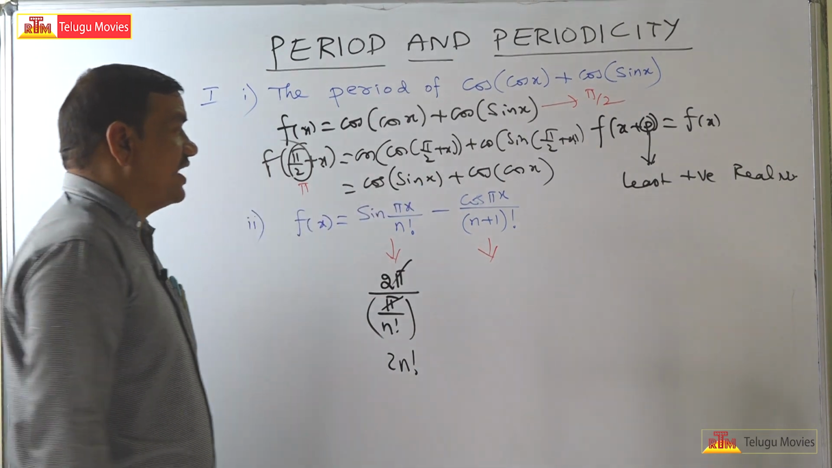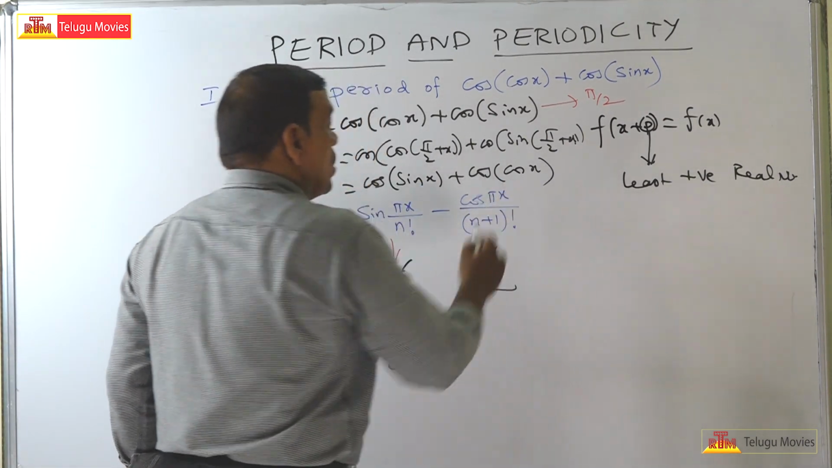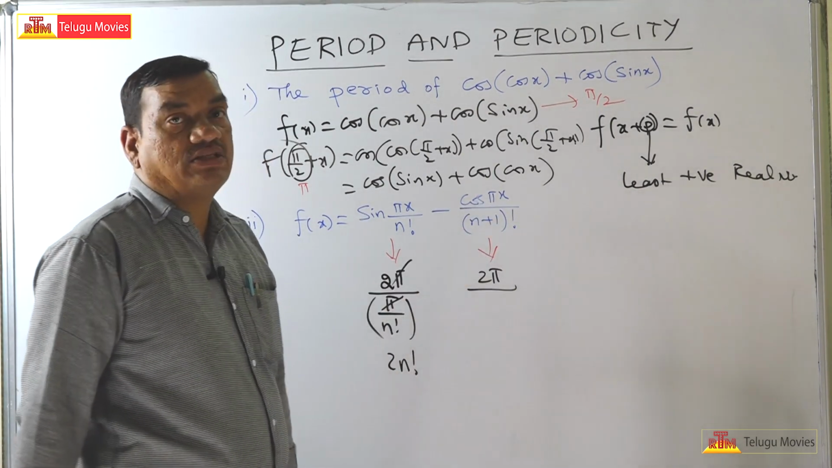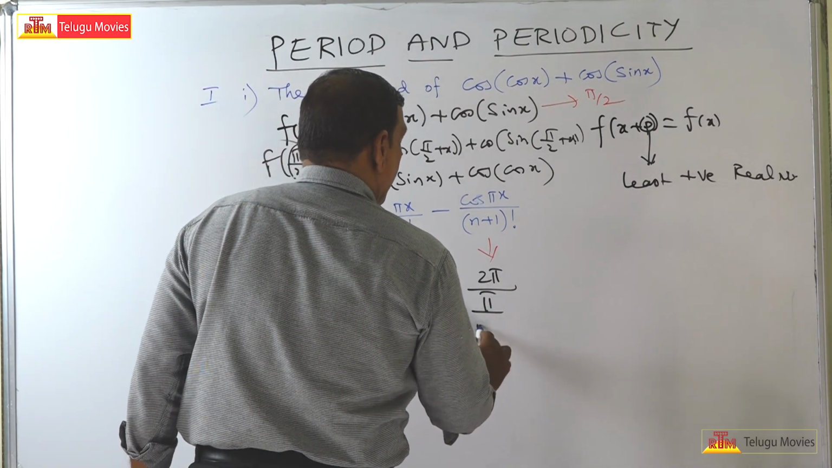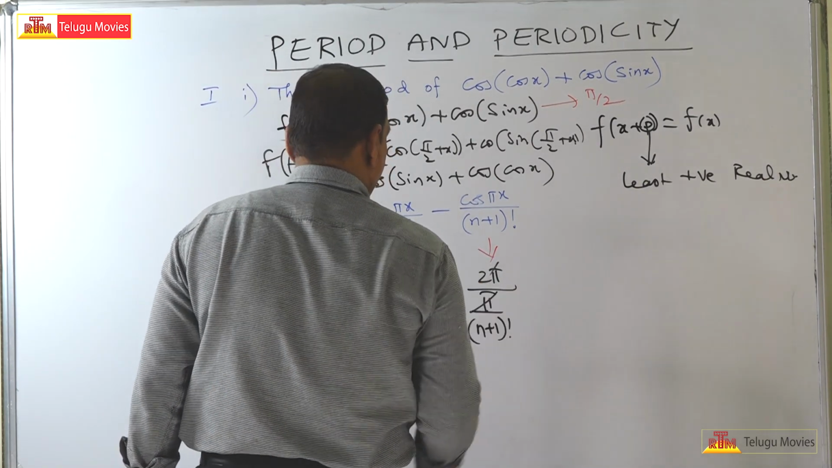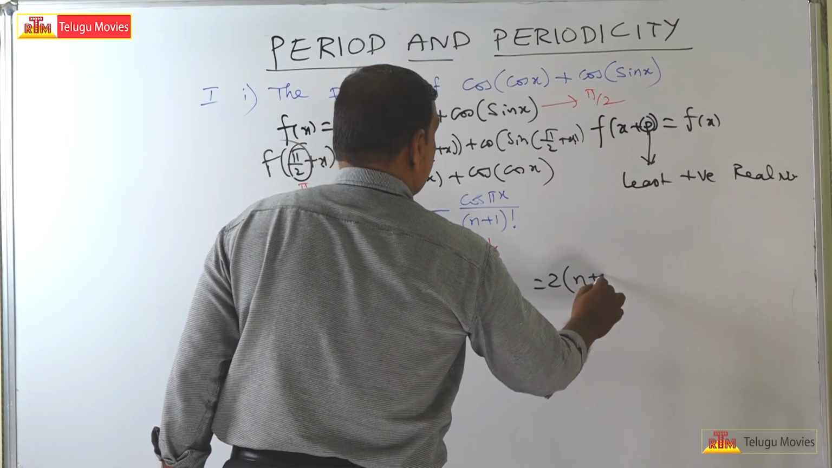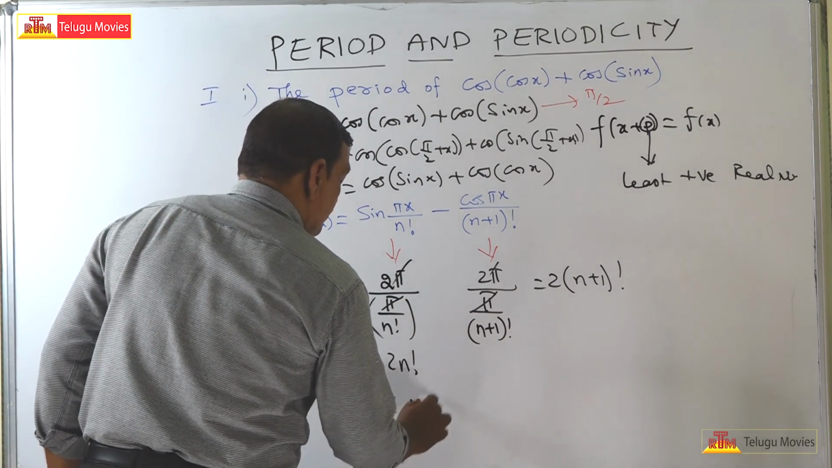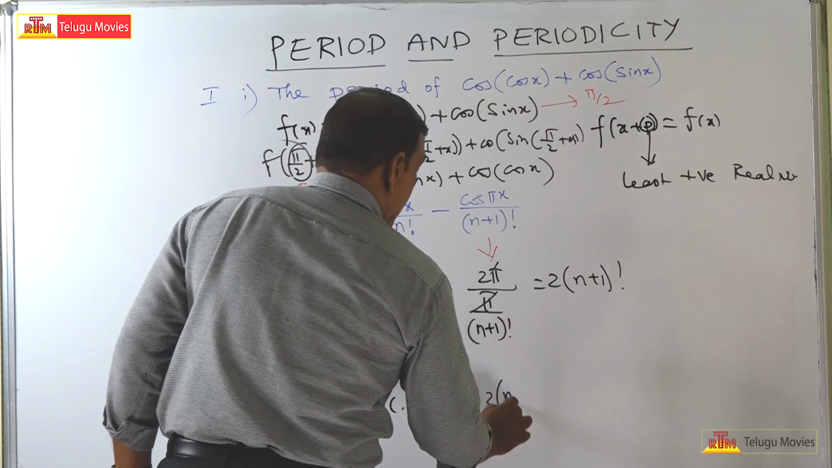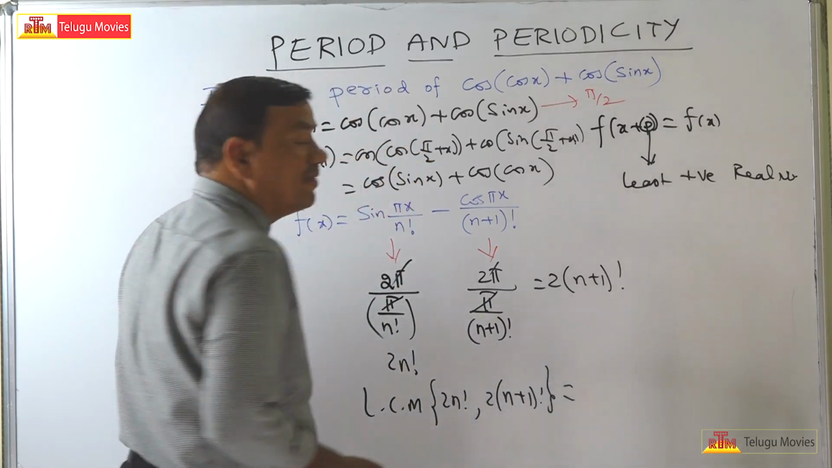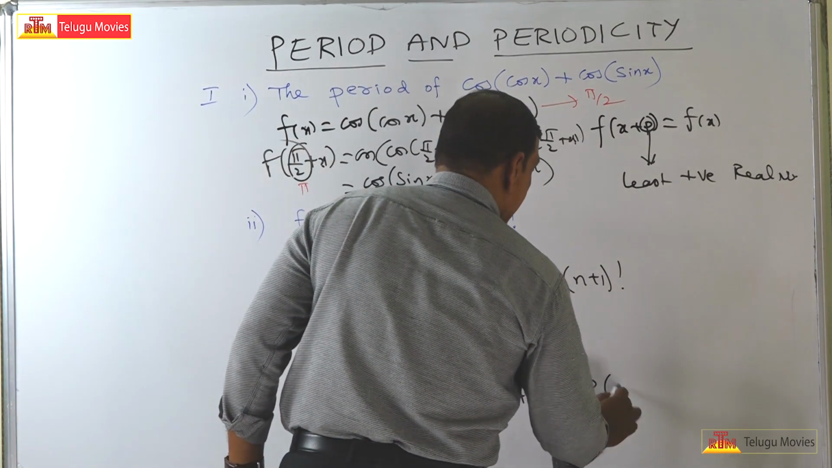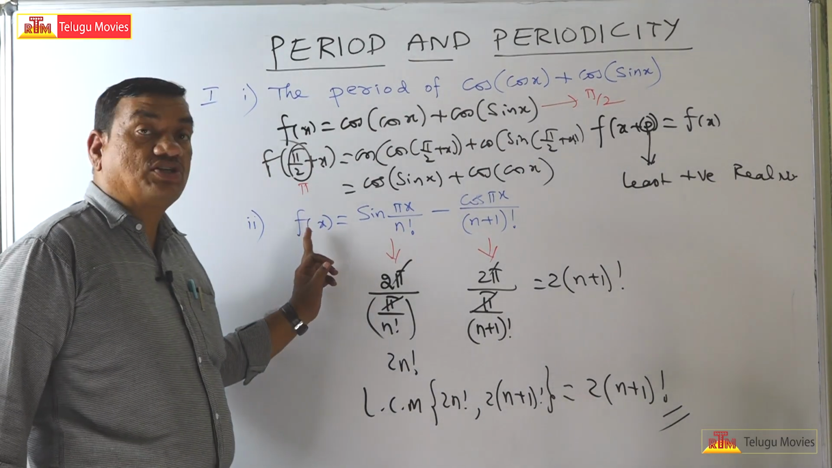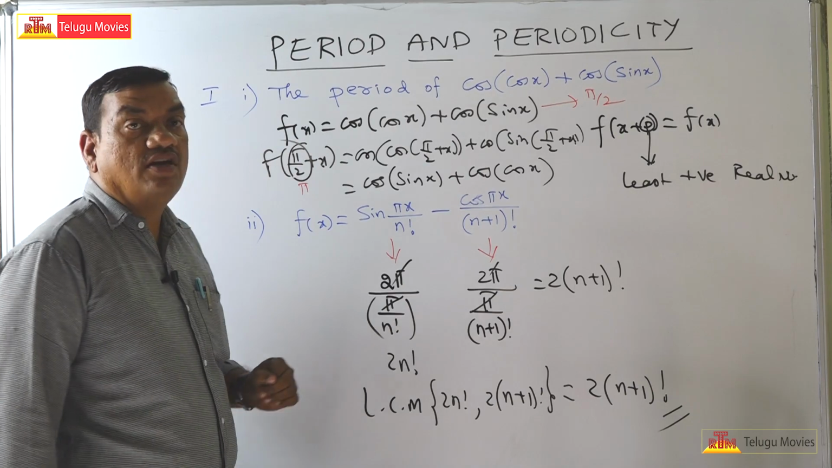Now coming to the second one, the cos x function. The period is 2 pi upon the x coefficient, which is pi by n plus 1 factorial. Pi will get cancelled, so this is 2 times n plus 1 factorial. Now, what is the LCM of 2 times n factorial and 2 times n plus 1 factorial? The least common multiple is whichever is the highest, which is 2 times n plus 1 factorial. So that is the period of the given function f of x. I hope that you understand these two solutions.